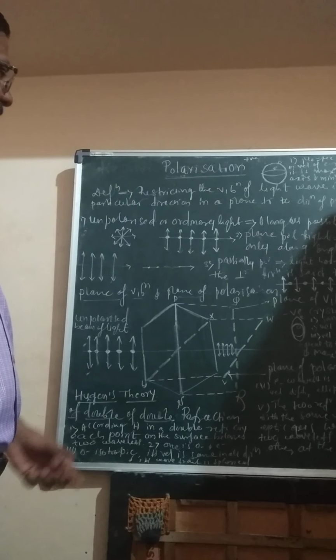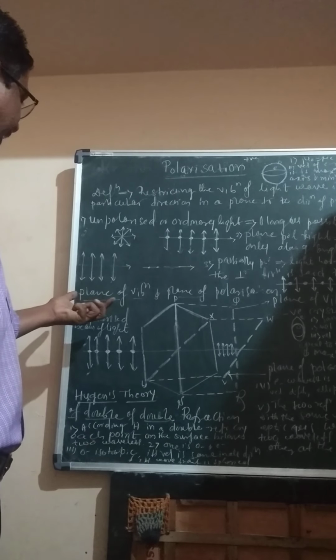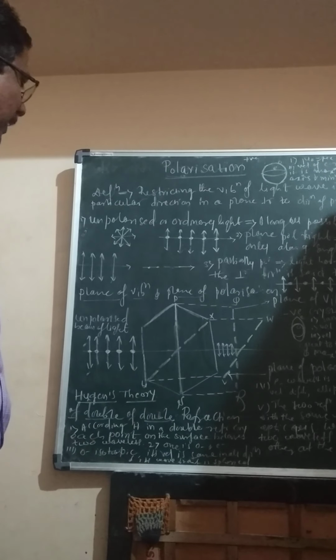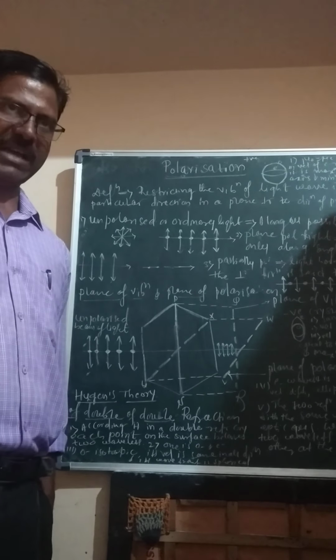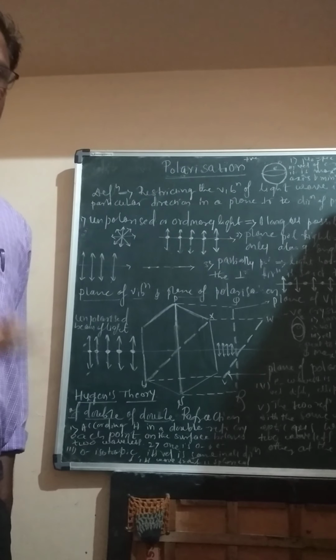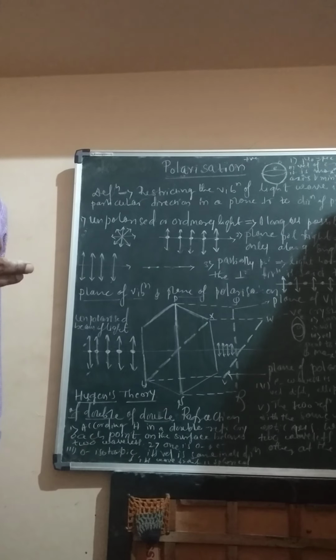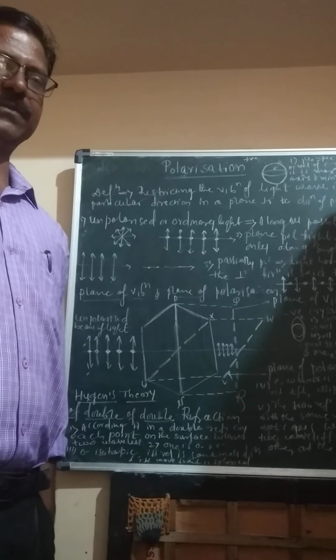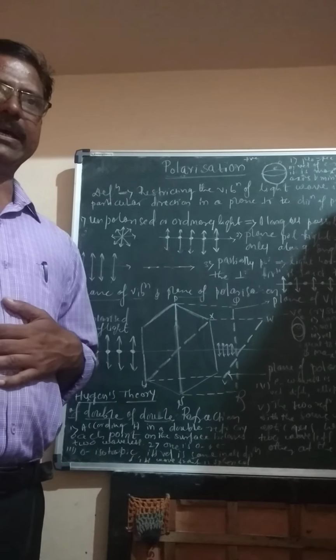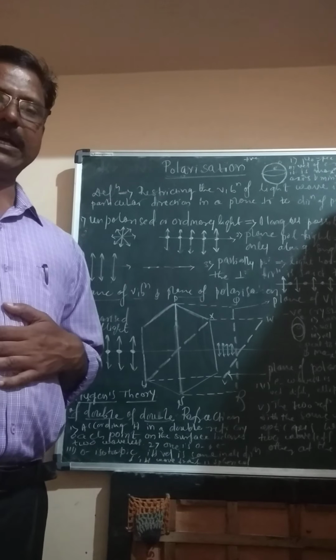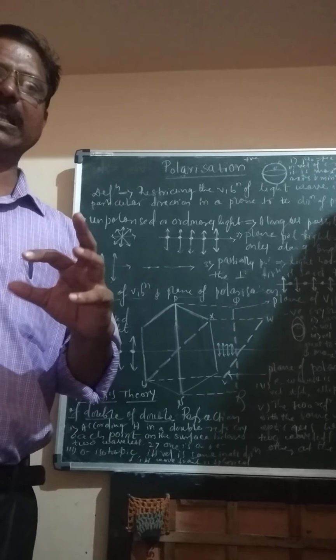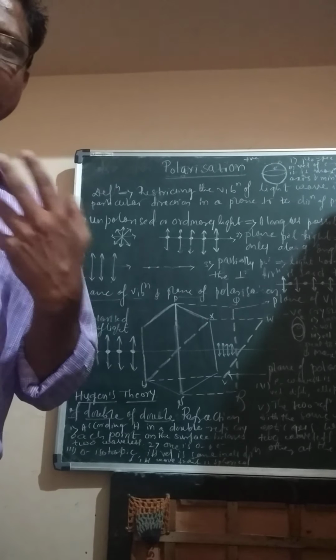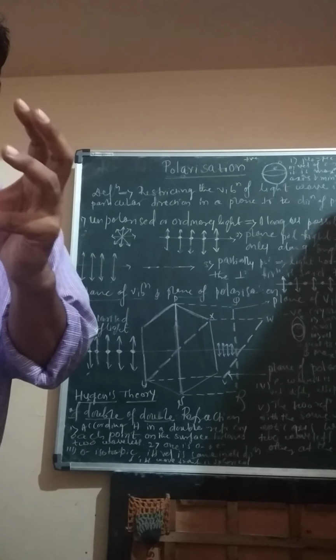Okay, so let us know some more basic things regarding the plane of vibration and the plane of polarization. When a beam of light is passed through a certain crystal, such as calcite or tourmaline crystal, the unpolarized light gets polarized, and its vibrations are restricted to only one plane.